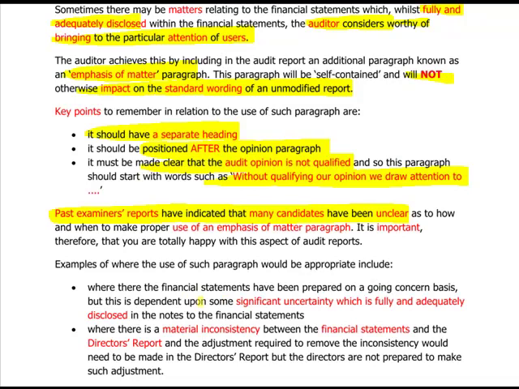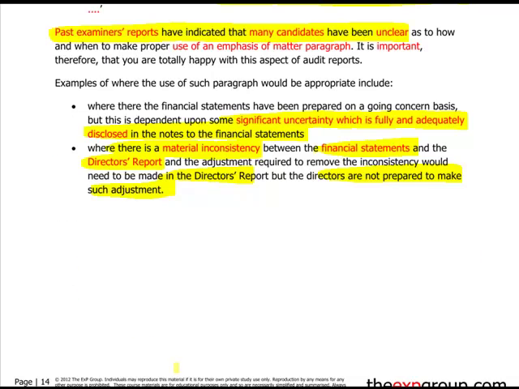Emphasis of matter is when a significant uncertainty which is fully and adequately disclosed in the notes of the financial statements is an example. Another is where there is a material inconsistency between financial statements and the director's report, and the adjustment required to remove the inconsistency would need to be made in the director's report, but the directors are not prepared to make such adjustment, so you'd use an emphasis of matter.